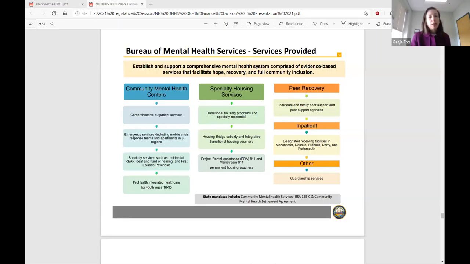And then the last one is a federal grant that we have, ProHealth, Integrated Healthcare for Youth, specifically targeting that particular age group, which we talked about again on Monday. And that is looking at integrating physical health and mental health services together. So there are community mental health centers that have partnered with their federally qualified health centers to really provide what we all would like to see, which is the integration and not have separate services or separate approaches for mental health and for physical health.